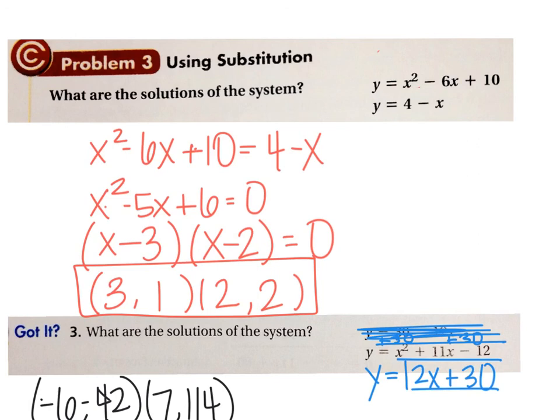So here's your right answer: (-6, -42) and (7, 114). You have to show your work to get credit.